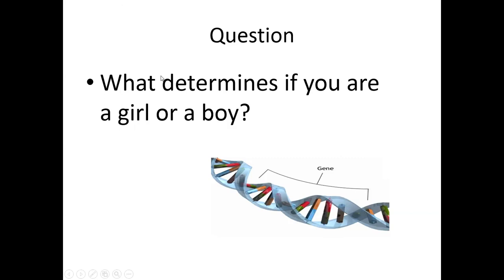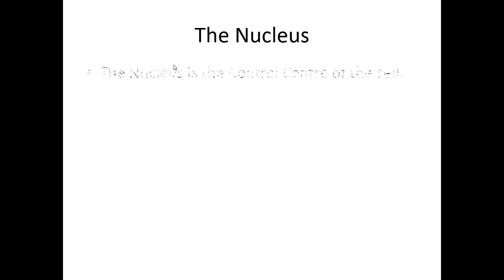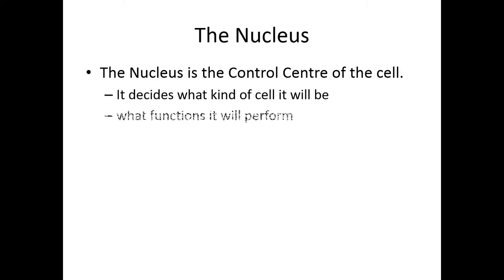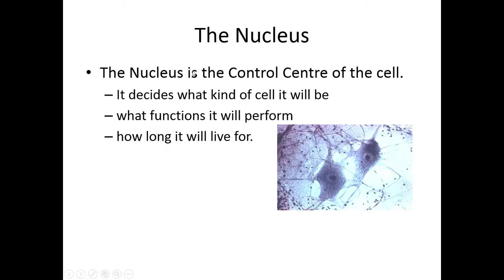Well, it's your genes. So it's your genetics. Okay? And that's really what determines it. So if we remember, we had the nucleus. It's the control center of the cell, and it decides what kind of cell the cell will be. It will also decide what function the cell will perform. It will also determine when it dies. Okay? And here's an example.